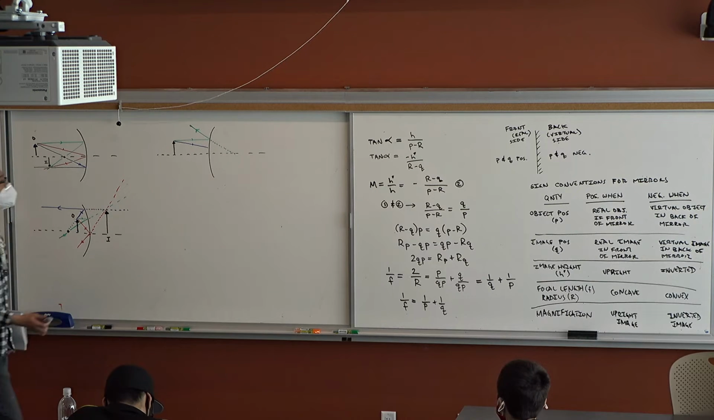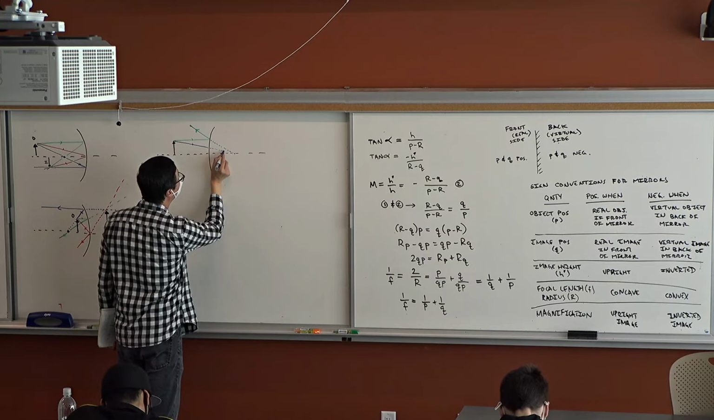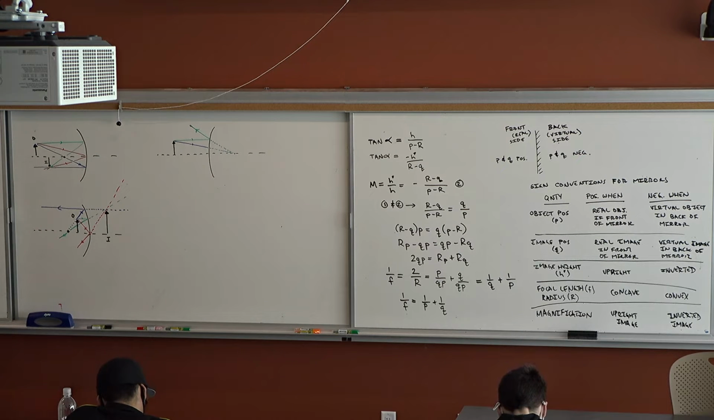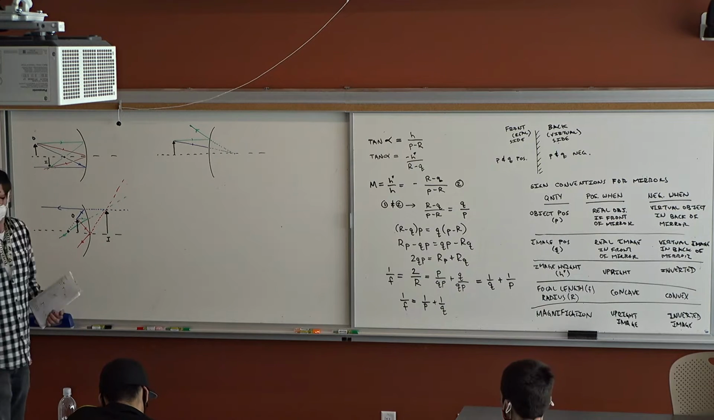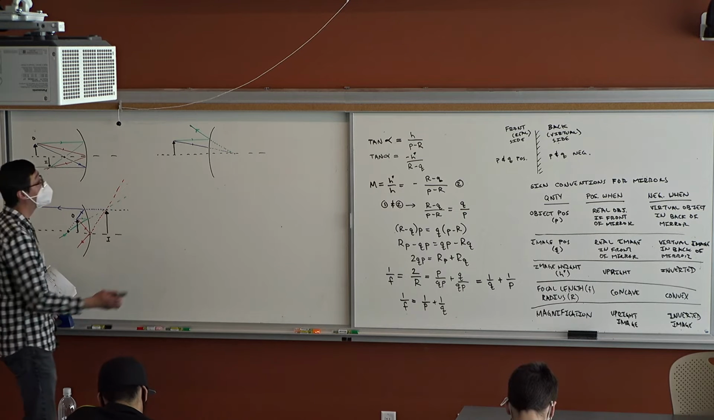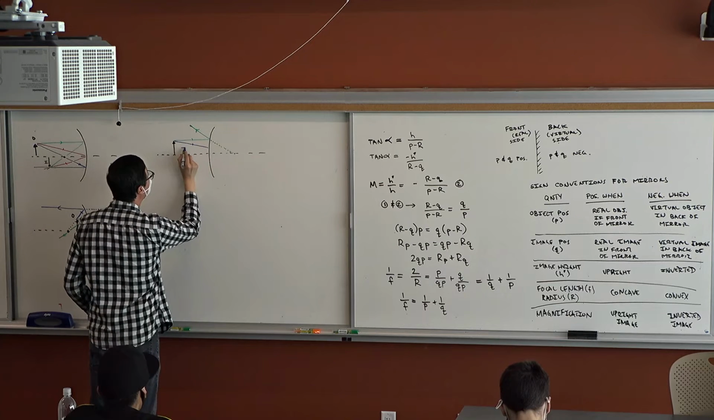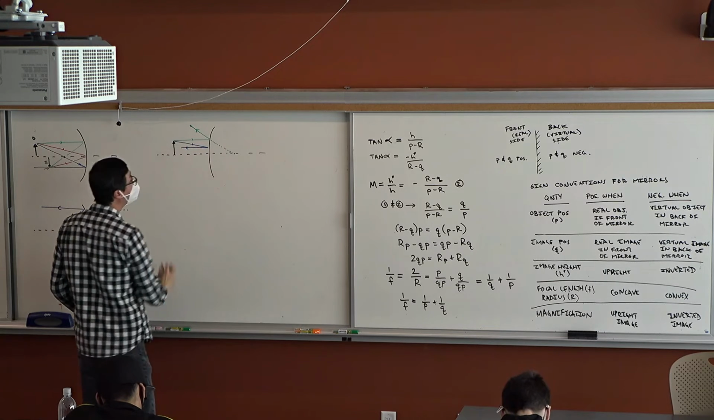This one wants to get to that focal point on its way to the mirror. What does this one do? Reflect. Comes out paraxially. Okay.